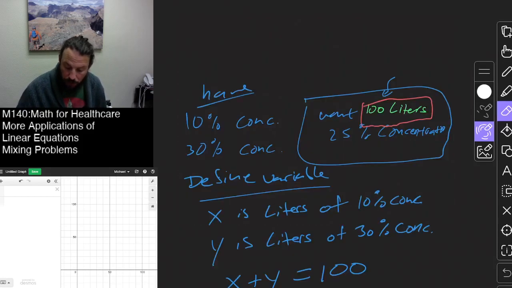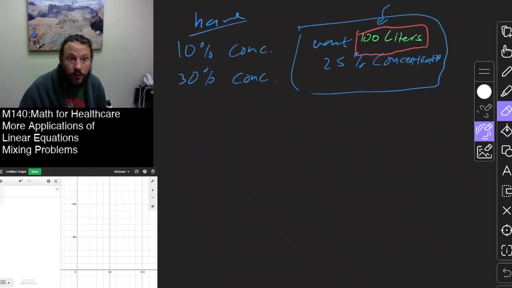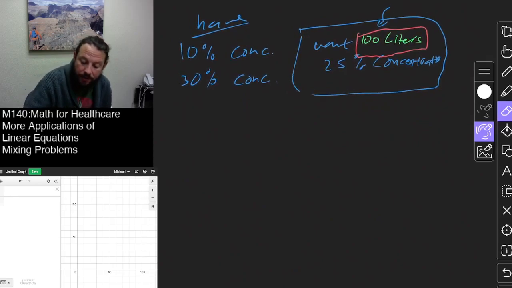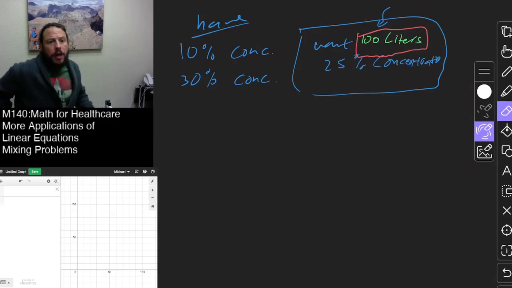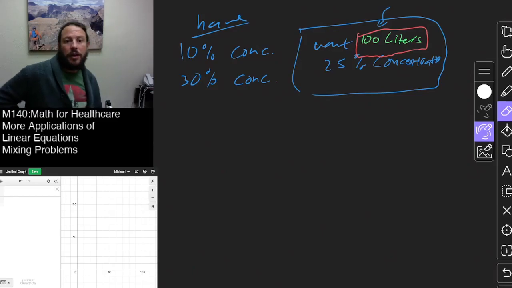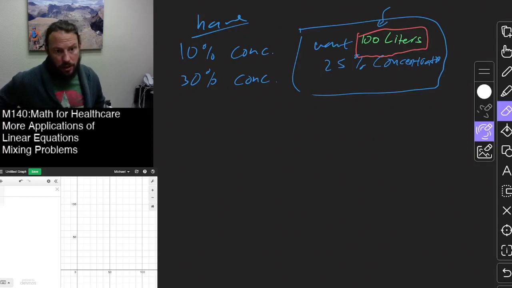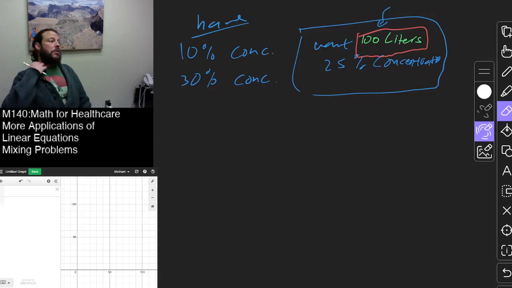I wrote down some of the specific information that we need from this problem. Think of it as a huge container of 10% concentration, let's suppose it's saline, and then another container with 30% saline concentration. What do I mean by concentration? If it's 10%, it means 10% of the number of liters of liquid that's there is salt. That's what I mean by 10% concentration, all right?